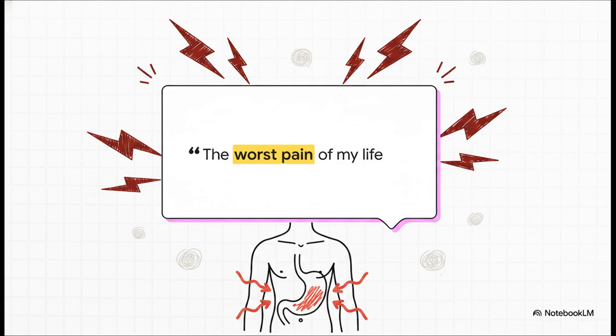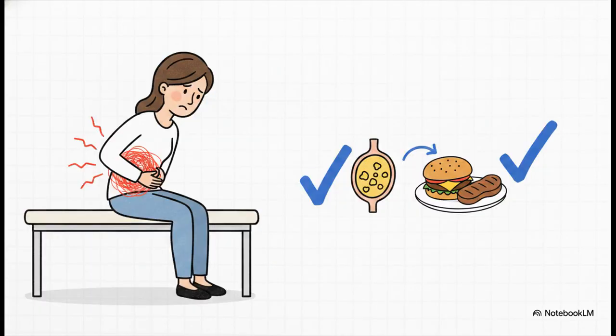The worst pain of my life. That is exactly what our patient said the second she hit the emergency department doors. And as clinicians, we hear about pain all day long, right? But when a patient tells you it is literally the absolute worst pain they have ever experienced, well, that demands your immediate, undivided attention. She's got this sudden, severe, band-like pain right in her epigastrium, and it is radiating straight through to her back.